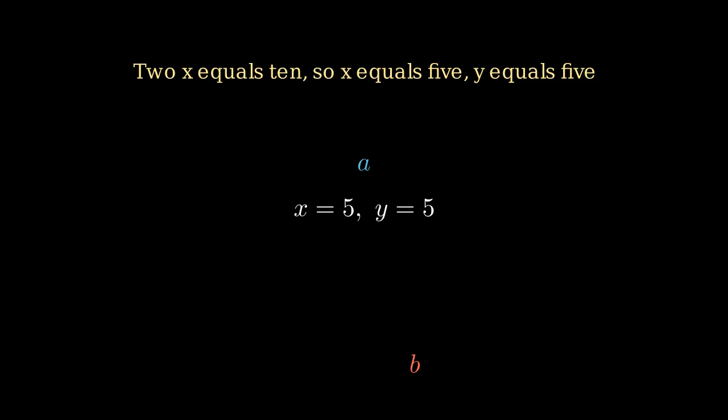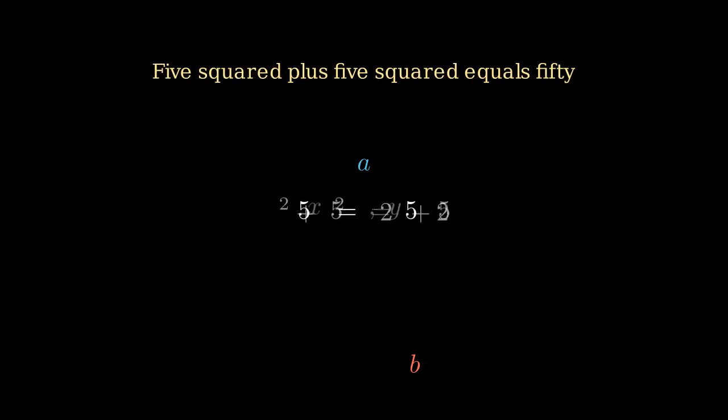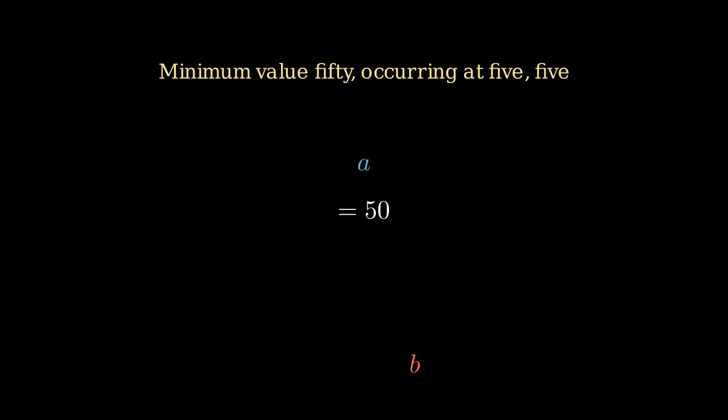As a check, we substitute back into the original function: 5 squared plus 5 squared, which is 25 plus 25 equals 50. So the minimum value of x squared plus y squared, subject to that constraint, is 50, occurring at the point 5, 5. Part 3, multiple integration.